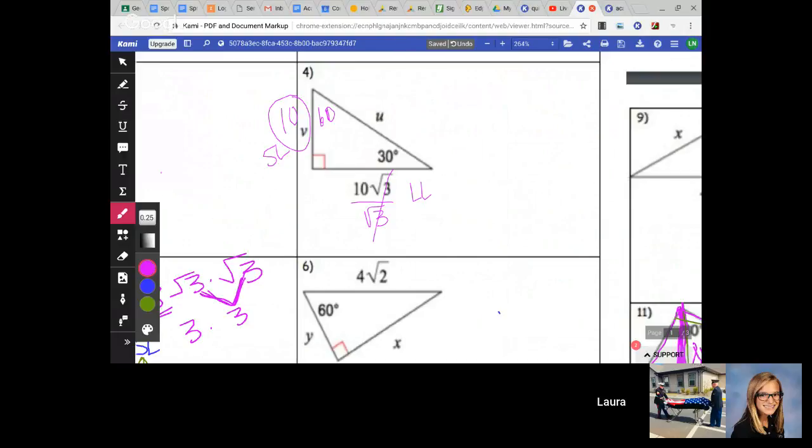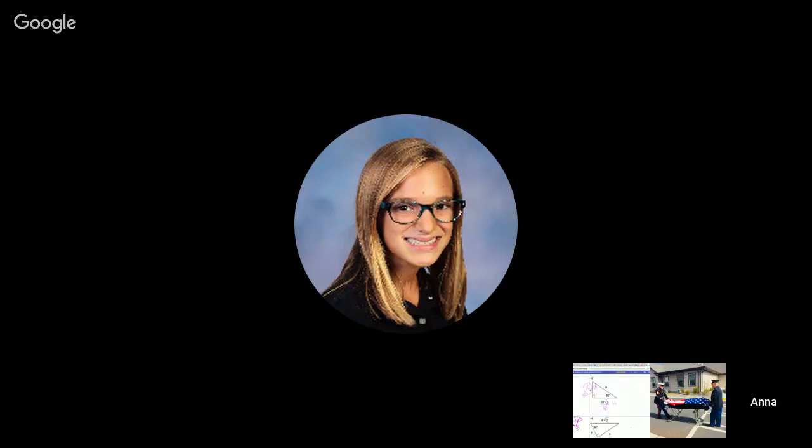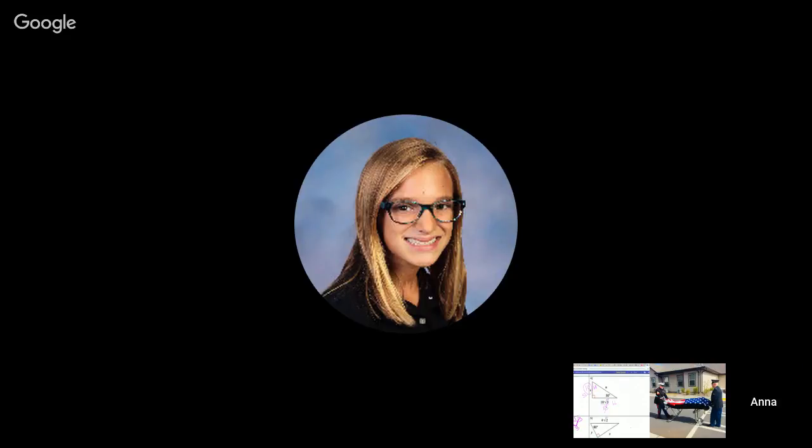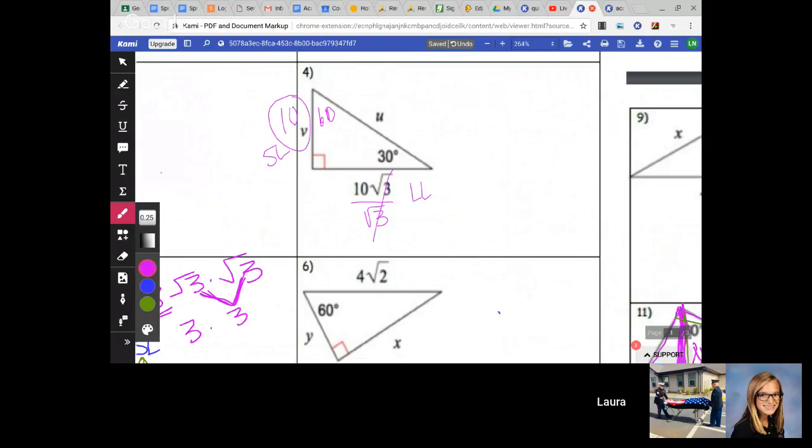I was just confused about when to cancel out and when not to. If you have the same thing on top and bottom when you set up your problem, you can cancel it out.